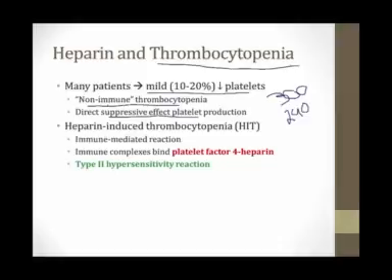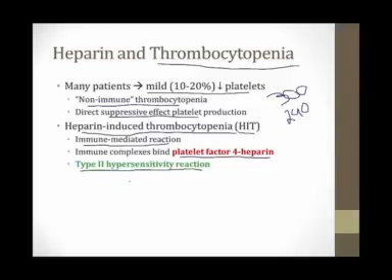and that is an example of non-immune thrombocytopenia in a patient on heparin. A much more serious condition is called heparin-induced thrombocytopenia, or HIT. This is an immune-mediated reaction where immune complexes bind to platelet factor 4 and heparin and elicit an immune response. This is an example of a type 2 hypersensitivity reaction.